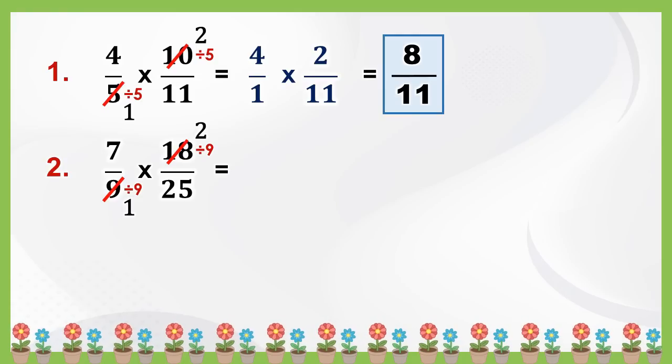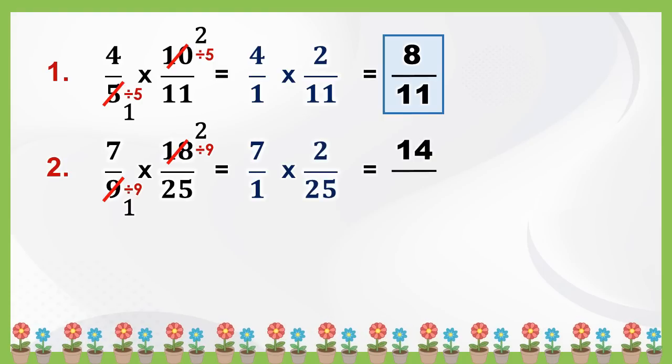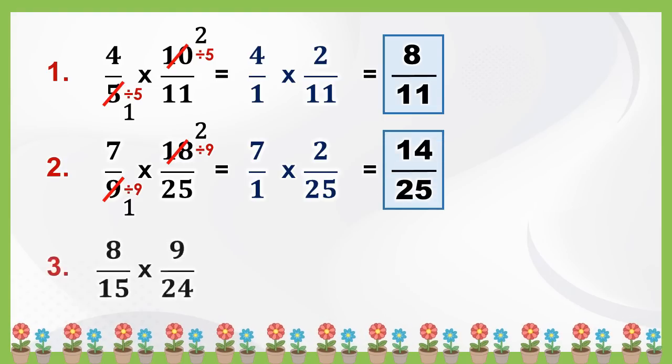So we have a new fraction. 7 over 1 times 2 over 25. Multiply. 7 times 2 equals 14. Then 1 times 25 equals 25. The answer is 14 over 25. Next, number 3. 8 over 15 times 9 over 24. Use the cancellation method. The pair of numerator and denominator that have a common factor is 8 and 24.